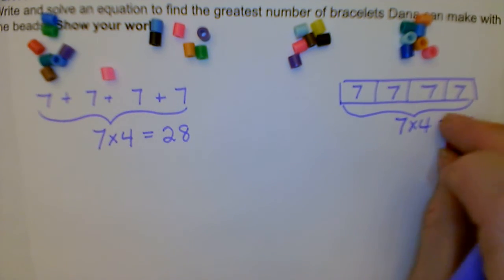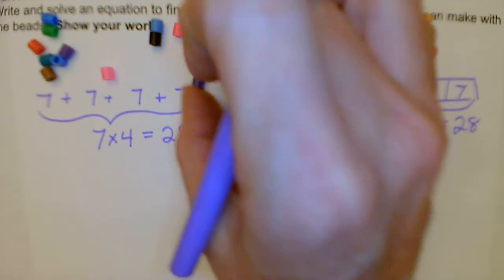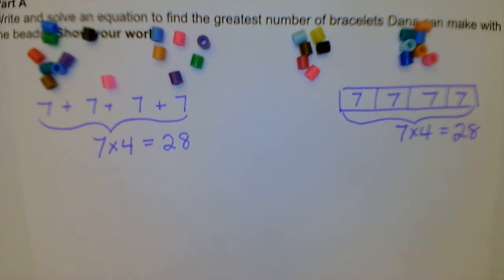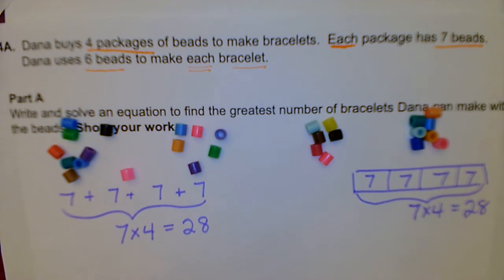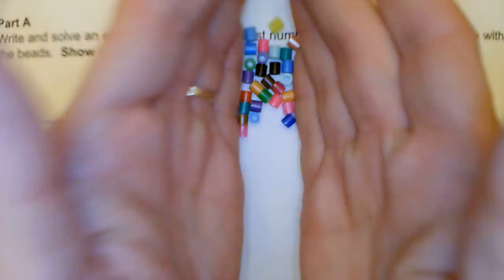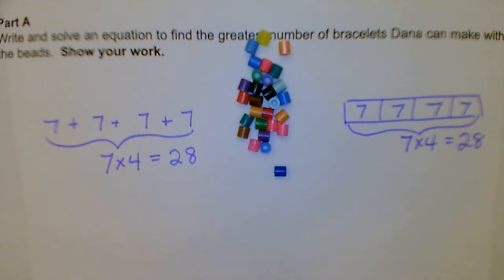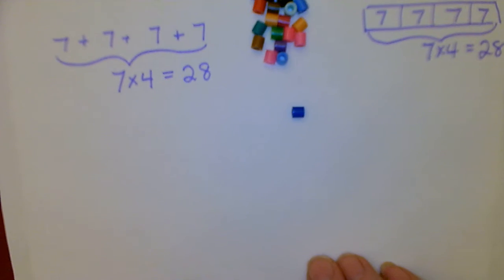You have 28 beads in total, and that's awesome. They're already starting to mix together, so we're just going to let them roll around. So we have 28 beads in total. And now we need to put them into their bracelets. Now, I'm going to just remind you that it said that Dana uses 6 beads to make each bracelet. So let's put all our beads together. So now what we know is that we have all these beads and we need to put them into groups of 6. But we don't know how many bracelets we're going to end up making. So let's go ahead and put them into groups of 6.